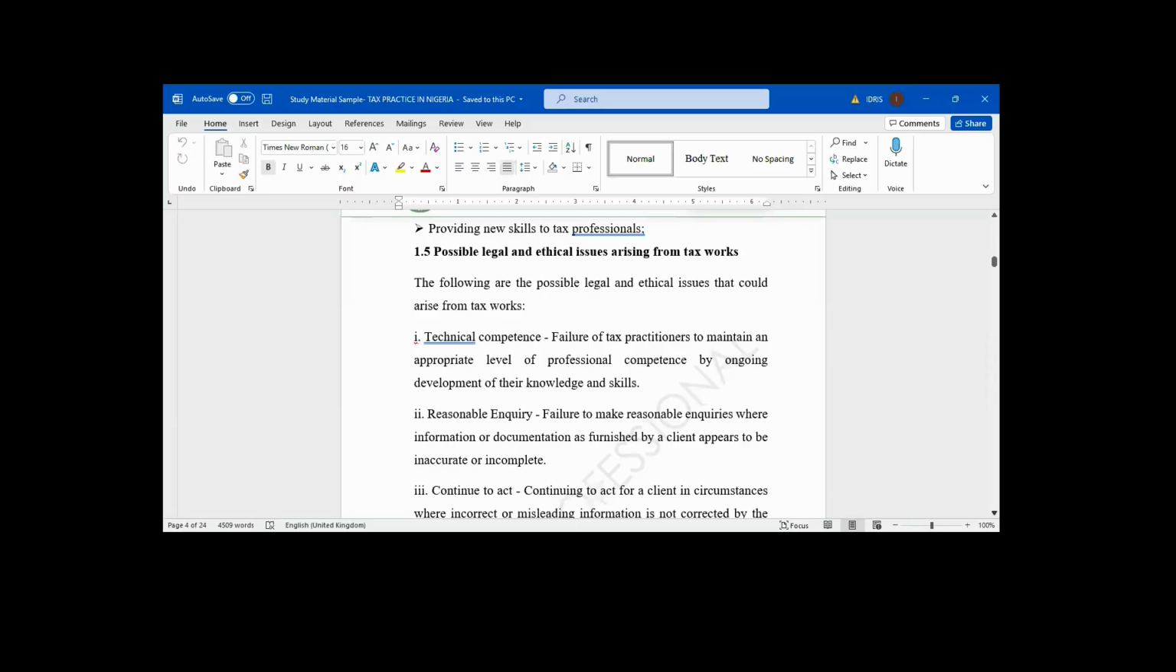Tax is dynamic, so you have to update your knowledge from time to time. When we talk about technical competence, for you to say you are a good tax consultant, you must have updated knowledge of the new tax laws that were just signed, which will commence in January 2026. You must have read them, done a write-up on them, and know how you will apply them in practice.